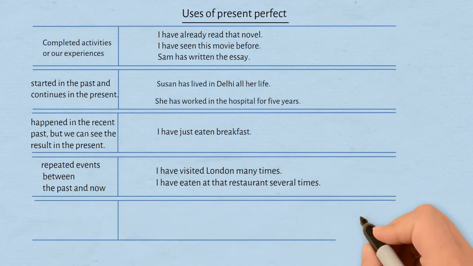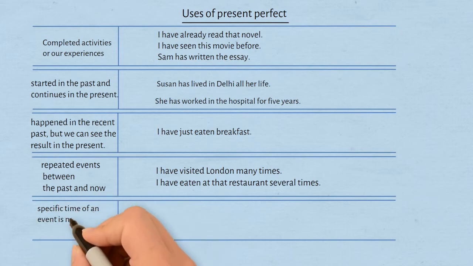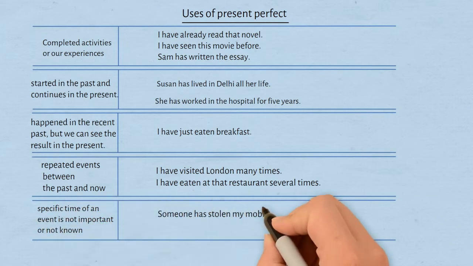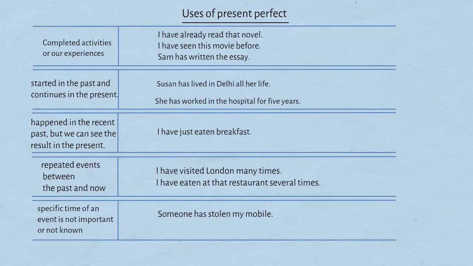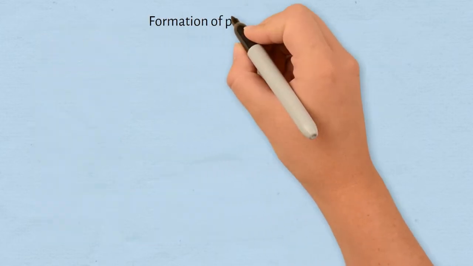Also, we use this when the specific time of an event is not important or not known. Someone has stolen my mobile. So over here, it is not specific as to when exactly my mobile was stolen. However, I have lost it. Have you seen the movie Titanic? The person over here is only interested in knowing if you have seen the movie rather than when you saw it. Let's now see how to form present perfect tenses.